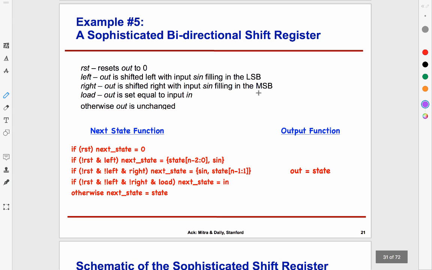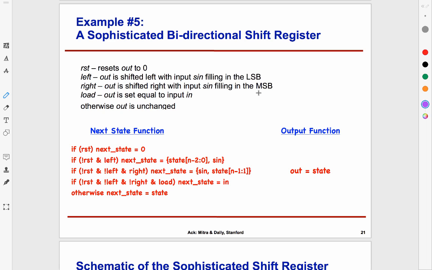So again, as usual, we think of it like a program. We write these different cases. Our cases are now set to 0, leave it unchanged, set it to in, shift left, shift right. So there are 5 cases, which is what I have listed out there. And then output is whatever the state is. So that's what we're just outputting.